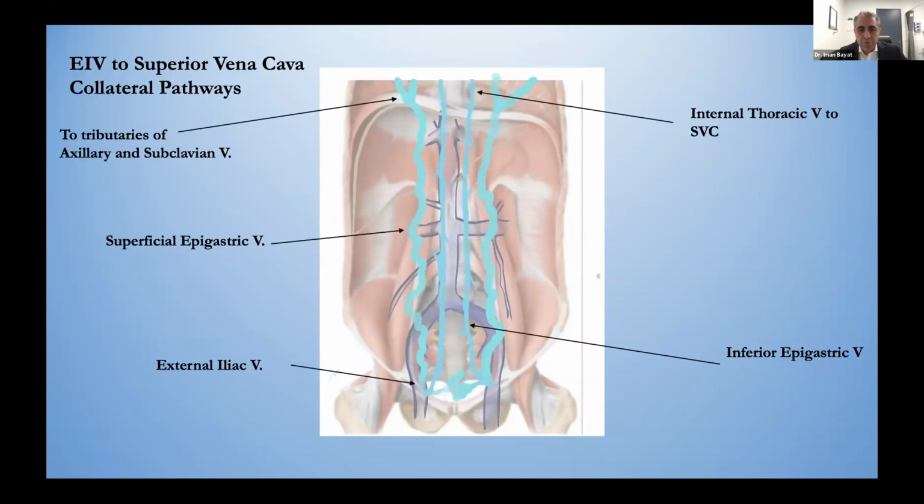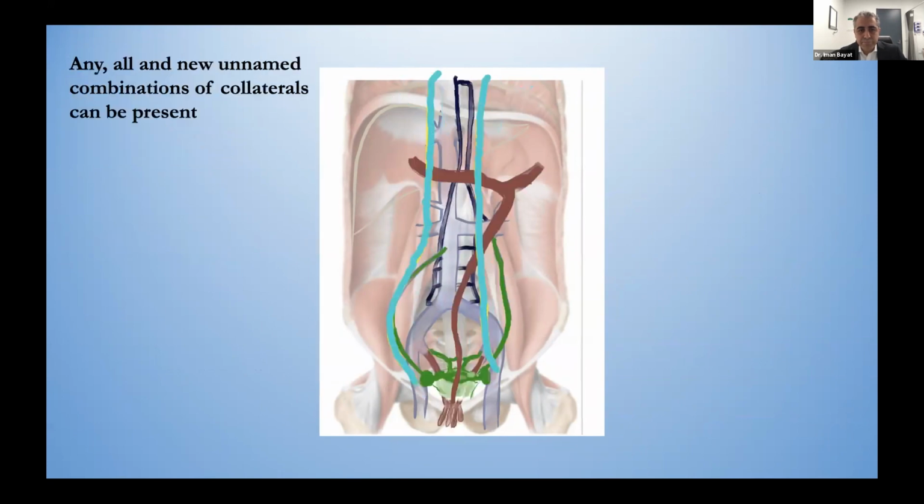When we've got occlusion of both the IVC and the iliacs, we rely heavily on our superficial epigastric and the inferior epigastric, which then join up with tributaries of the subclavian axillary veins in the chest. Now, in every case, we'll have a combination of these, some of them more pronounced or ones that are not named. And by knowing these, we familiarize ourselves with the anatomy a bit more.